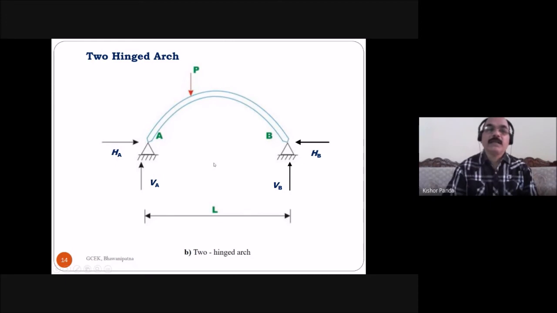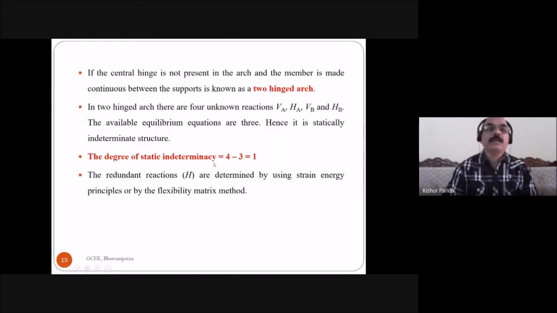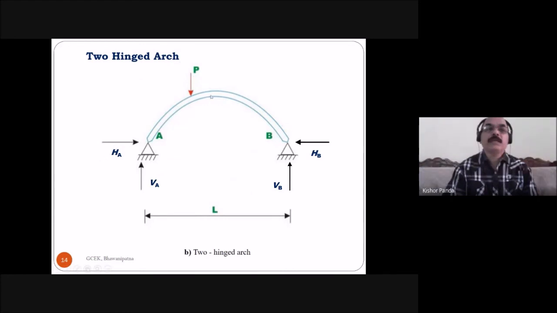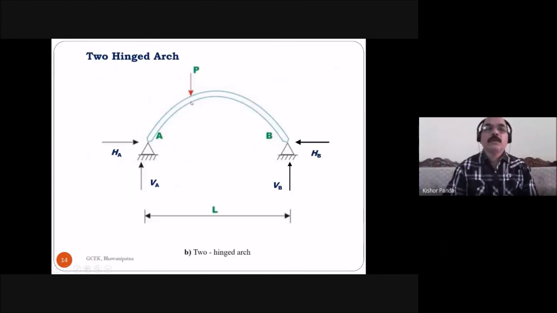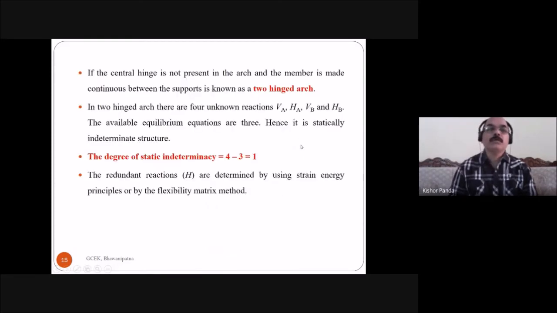A two-hinge arch is a statically indeterminate structure. If the central hinge is not present in the arch and the member is made continuous between the supports, it is known as a two-hinge arch. Here the member is continuous between the supports, because this is one support and this is another support, and the structure is continuous over the two supports. So this type of arch is called a two-hinge arch.